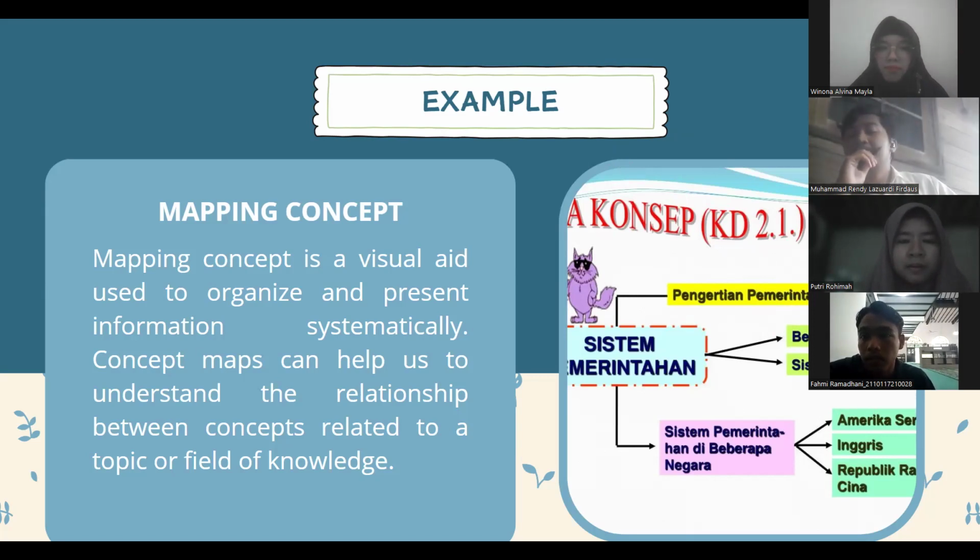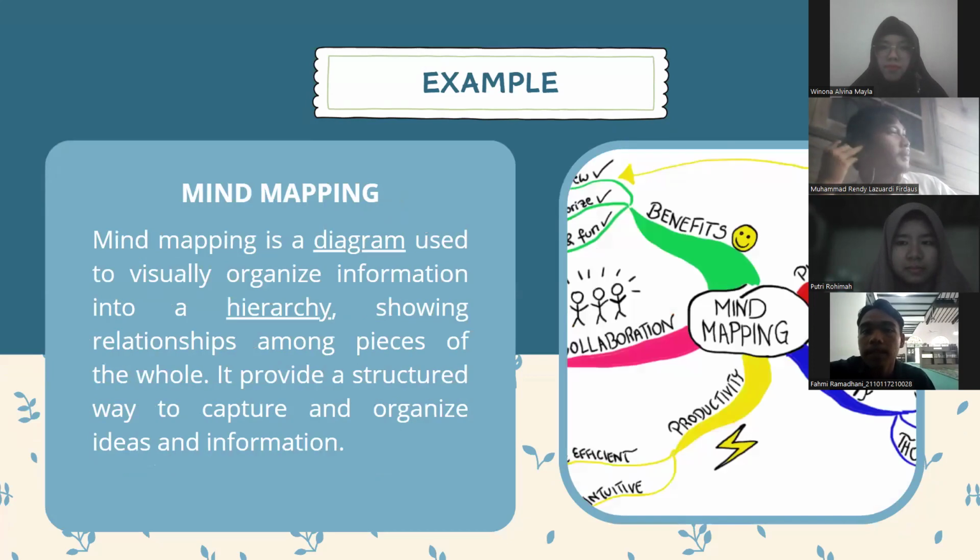Okay. Next one is mind mapping. Mind mapping is a method for organizing information by forming a hierarchy and showing the relationship between elements of a concept. This technique is used to develop new ideas or understand existing information better. Mind mapping can help you understand concepts by breaking them down into simpler information. Next slide.